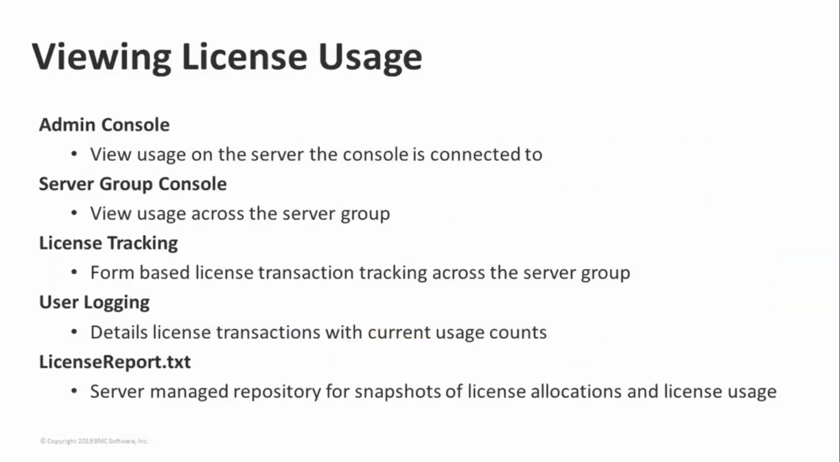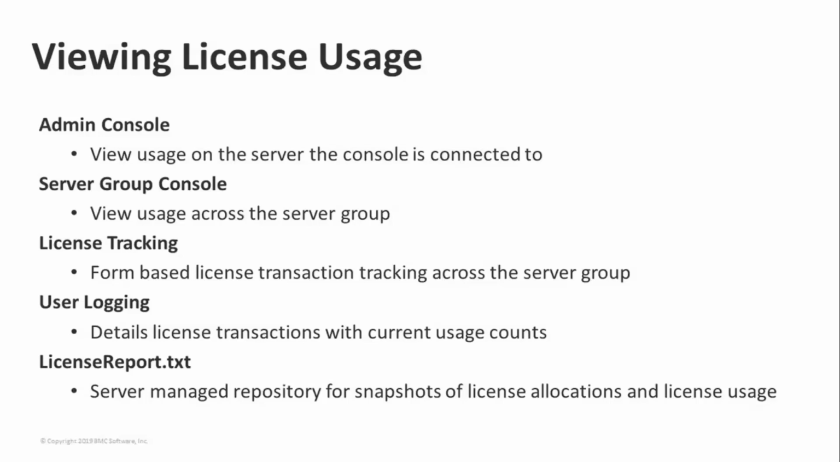Okay, so let's talk about license usage. We'll cover the top level here, and then I'll dive into each one of these specifically. There are essentially 5 ways to look at license usage. One is the old admin console, where you can view the usage on the server that the console is connected to. So this is a server-centric view, not the server group as a whole. There's the relatively new server group console, which gives you a view of license usage across the server group. So it's a consolidated view.